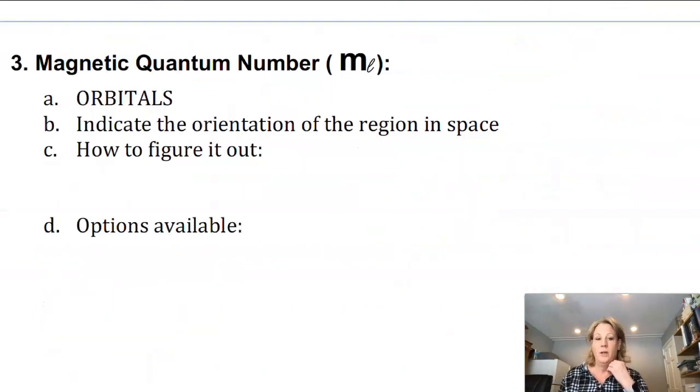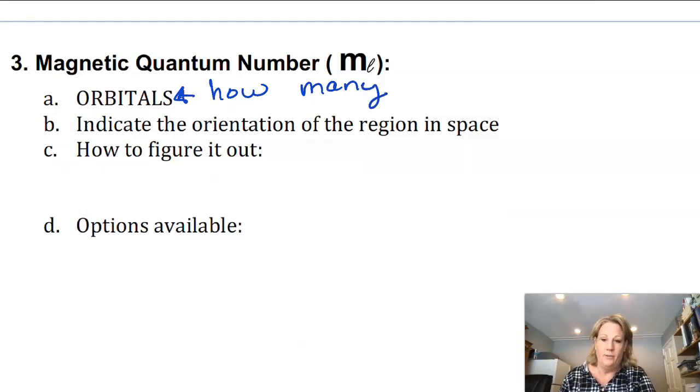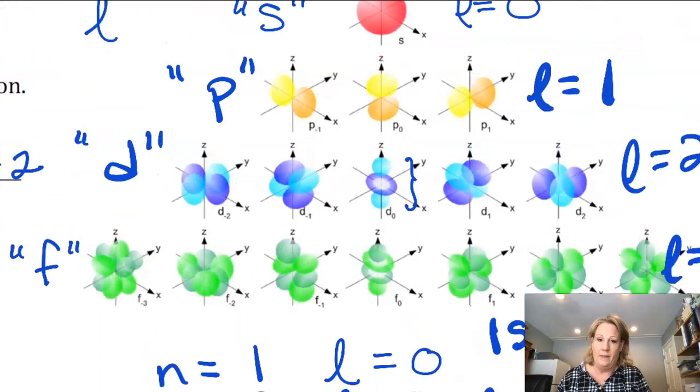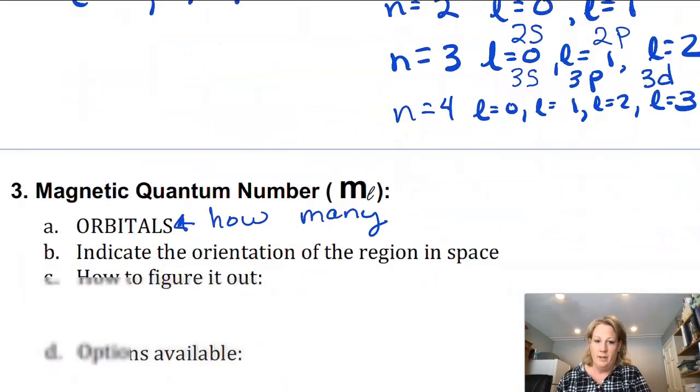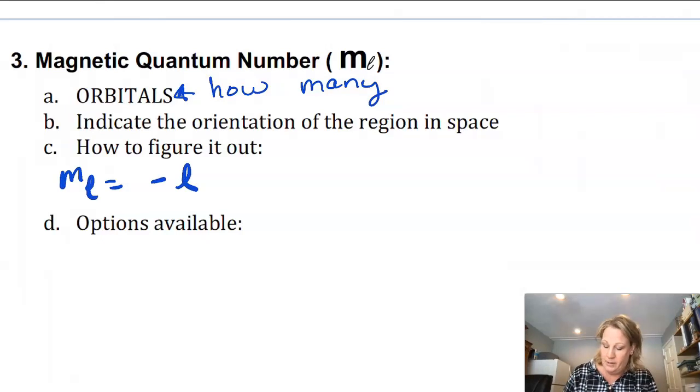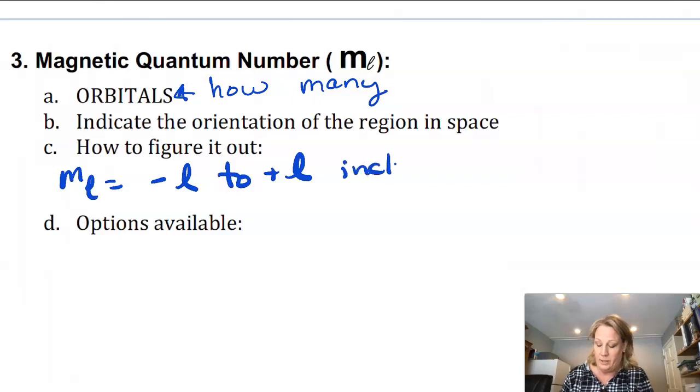Which leads us to the next quantum number, m sub L. And this is the magnetic quantum number. It tells us how many orbitals there are. And remember, an orbital is a three-dimensional region in space where you're likely to find the electrons. So each of those sublevels have orbitals in them. And this quantum number is how we can figure that out. So m sub L is going to equal negative L to positive L, the angular quantum number, and it includes 0.